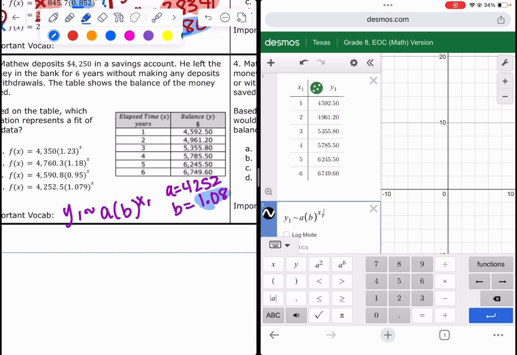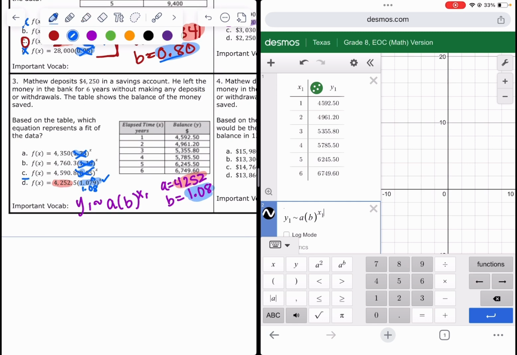Okay, so we're going to look at B first. I'm looking for 1.08. I have 1.23. I know that's not good. I have 1.18. I know that's not good. I have 0. That's not good. And then I have 1.079. If you look at this one, it will round up to 1.08. So this one's good. Now, if I look at my A, 4,252, right there, perfect. D would be my best answer.